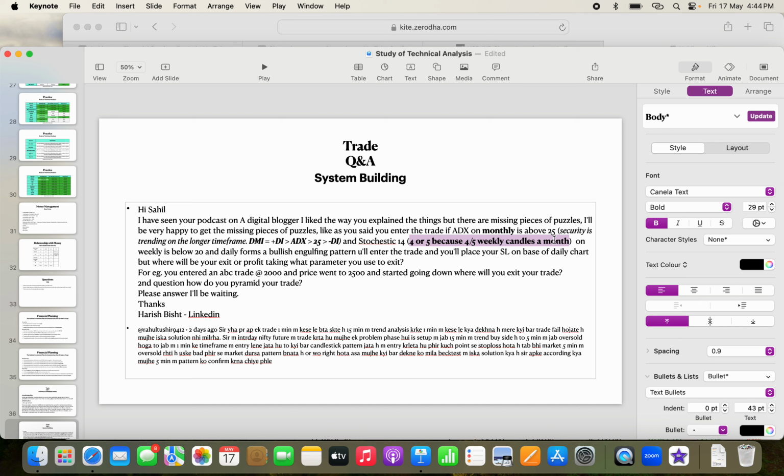And so he says that the stochastic is below 20, which means, now here we are saying we have already established that the security is trending up on the monthly, and below 20 on the weekly. It also further indicates that this particular security is actually oversold, right? This is what it is indicating, because the oscillator is now in oversold territory. So now we can be sure that this particular indicator has told us that the oscillator is oversold, which is reasonable, and the daily forms a bullish engulfing pattern.